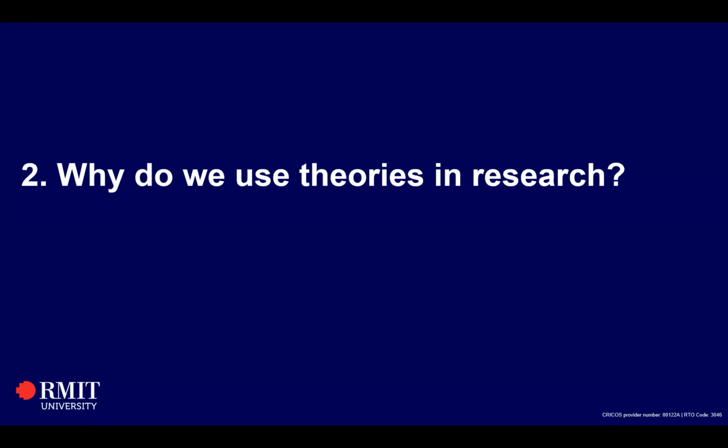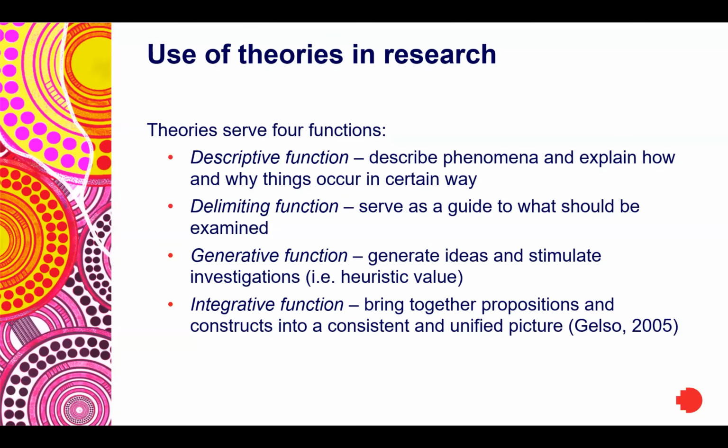So the second topic, why do we use theories in research? To answer this question, we probably need to understand the basic functions of theories first. Generally, theories serve four different functions. The first one is called descriptive function. When we discussed the definition earlier, we mentioned that theories describe phenomena and explain how and why things occur in a certain way. Basically, theories explain the underlying process or mechanisms that give rise to observed phenomena.